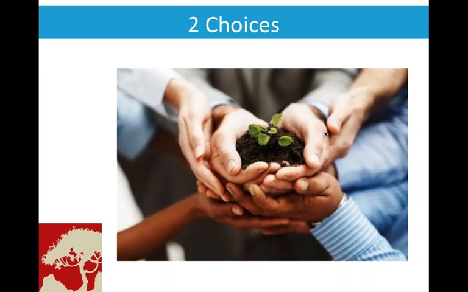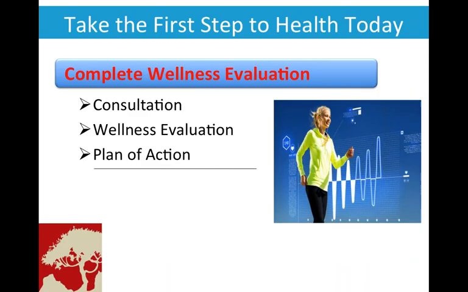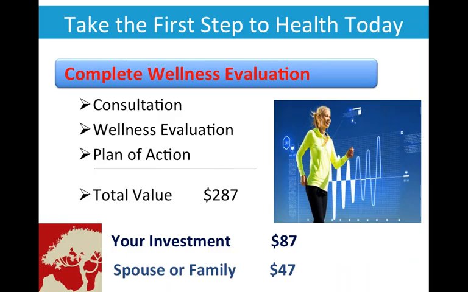Now here's what this complete wellness evaluation is, it's a consultation, wellness evaluation, a plan of action. Now the cost is $87 for you. If you have a spouse or family members, it's just $47. Now what you get for this is invaluable. You're actually going to get an hour of our time. We're going to take the time necessary to get to the underlying cause. We're going to figure out exactly what's going on in your health, in your body. And we're going to figure out what's the best next step for you in as far as getting things recovered.